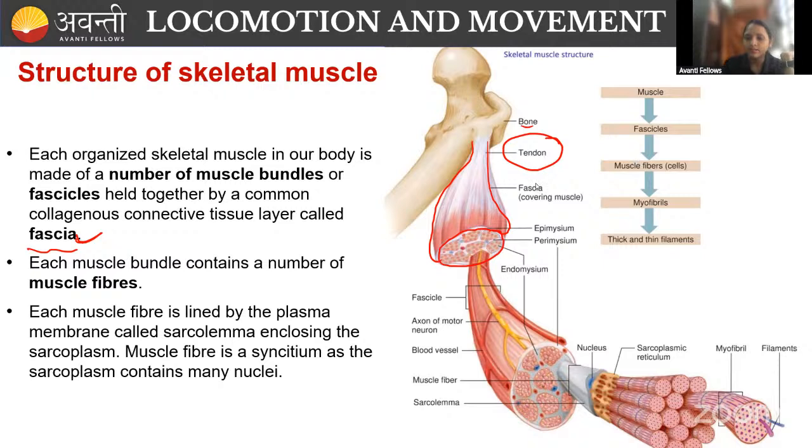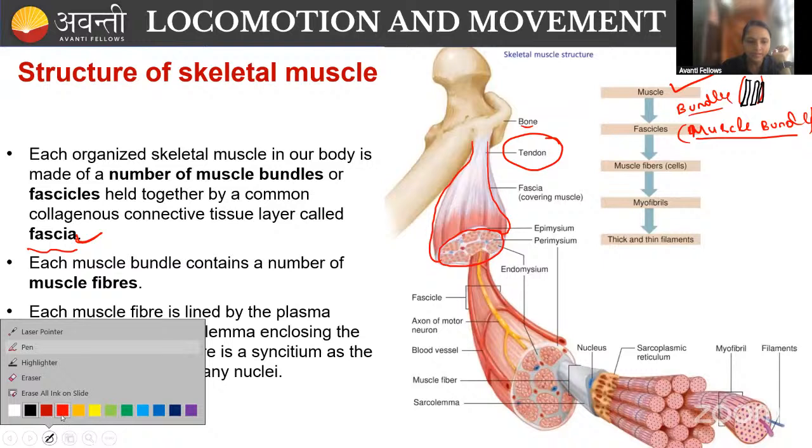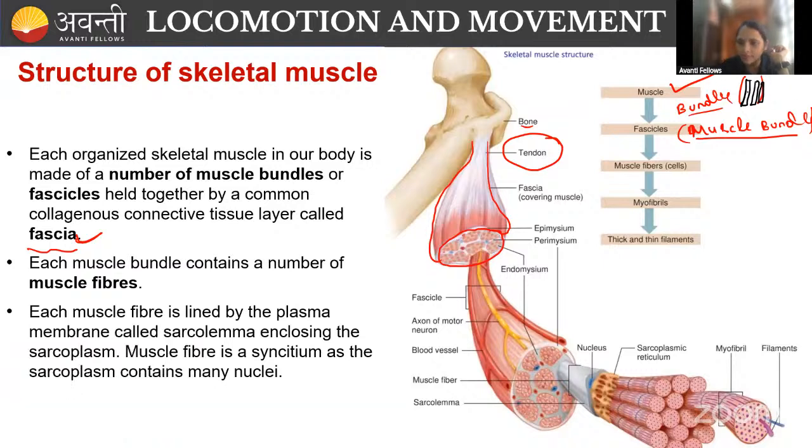Here you can see the muscle, and inside the muscle there will be bundles. These bundles are called fascicles. It is also called a muscle bundle. Fascicles or the muscle bundle. For example, this is a muscle, inside this muscle there will be a muscle bundle, and if I extend this muscle bundle, inside it there will be muscle fibers.